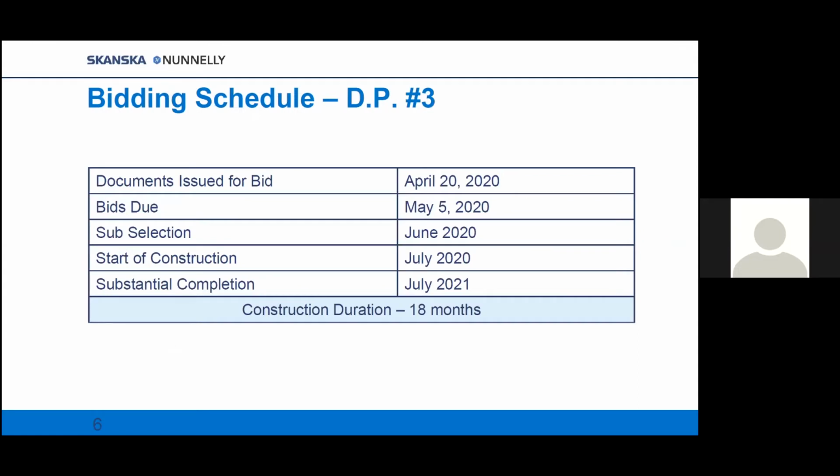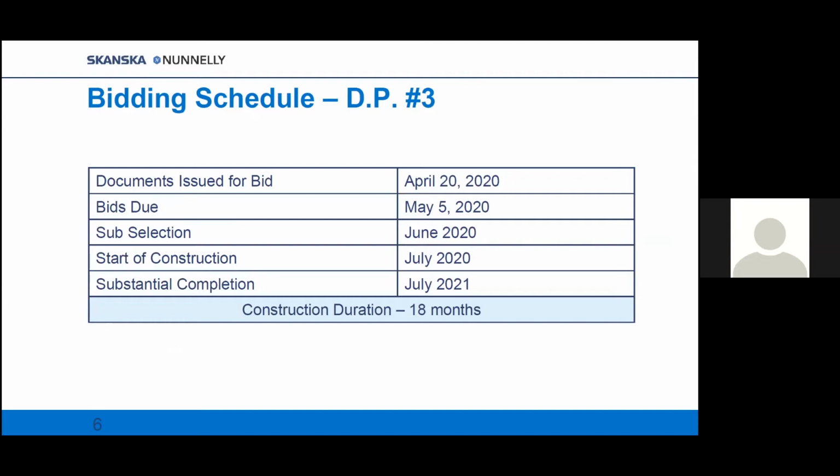As far as timing goes, I will be issuing the documents within the next 2 weeks, and it'll go out via Building Connected. I'll talk a little bit about that. The week of May, we'll have our sub-selection process and essentially start construction almost immediately, depending on the trade, in June or July of this year. We'll be completing phase 4x4 turnover in July of 2021.